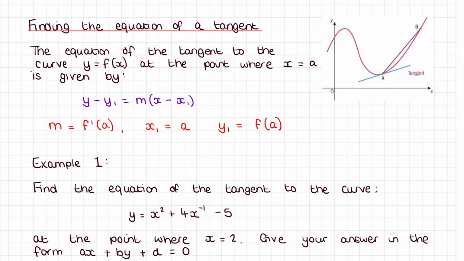The first one: find the equation of the tangent to the curve of y equals x squared plus 4 times x to the power of negative 1 minus 5 at the point where x equals 2. Give your answer in the form ax plus by plus d equals 0.